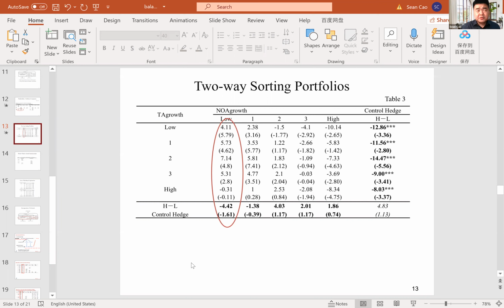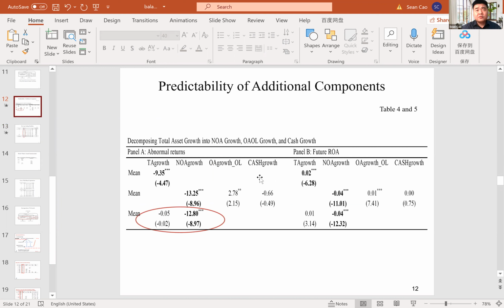I want you guys to be able to do that. By the way, about the project I give you, I just want to explain. I already give you the variables, total asset growth and NOA growth. I already give you all the variables.